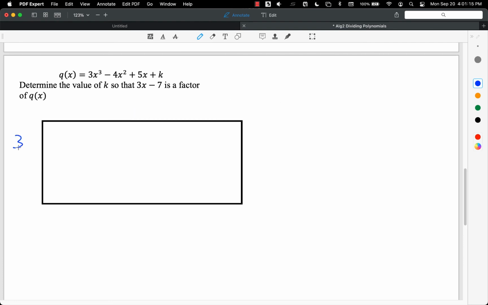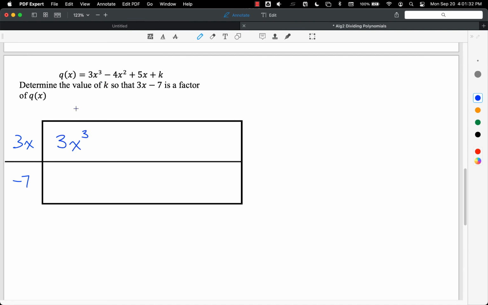I know that 3x and minus 7 are going to be one of the factors. So let's make a line here. There's two sides, top side and bottom side. I know that the top left has to be the biggest term, so that's going to be a 3x cubed. If that's 3x cubed, this must be an x squared, because x squared times 3x is 3x cubed. And then x squared times negative 7 is a negative 7x squared.